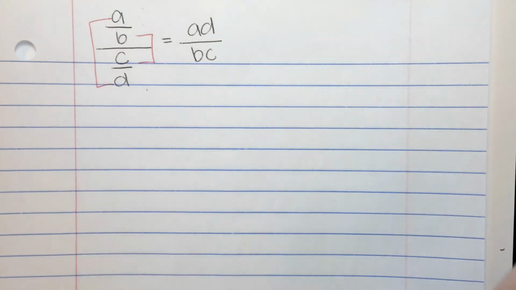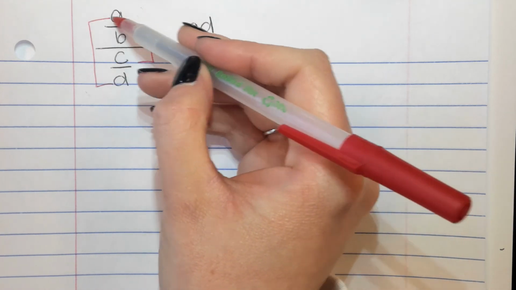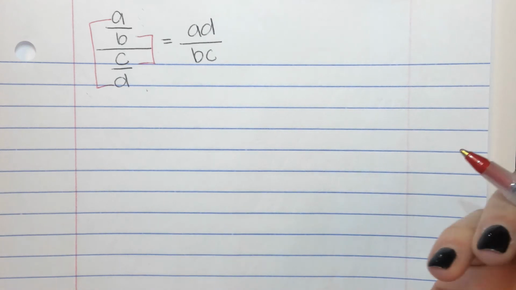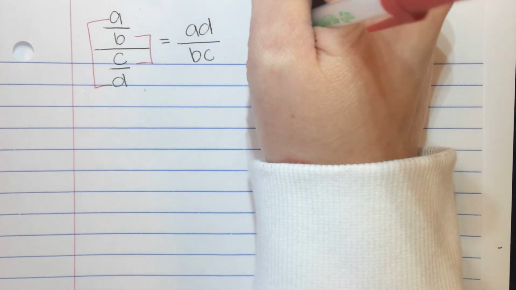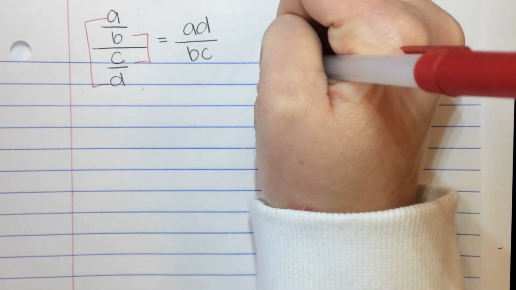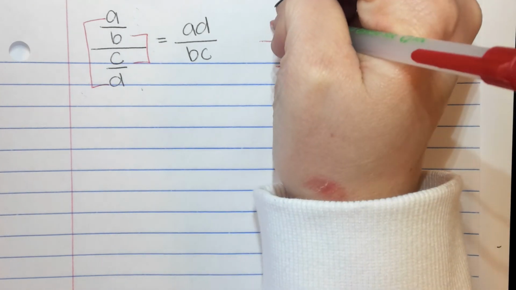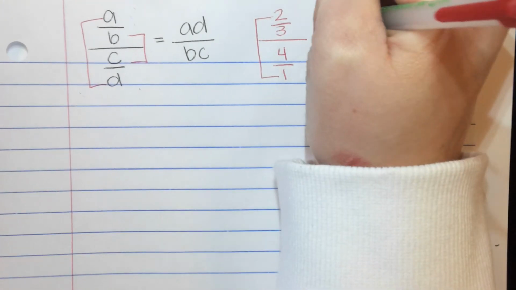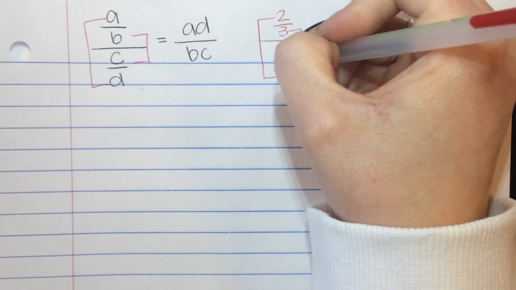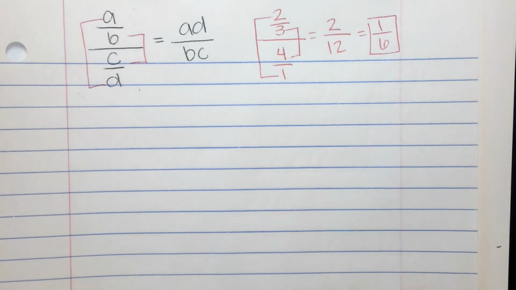This is just a little shortcut. When we get it as simplified as we can with adding and subtracting, we'll put it back in this form. We'll do AD over BC and go from there. An example would be if I gave you 2/3 divided by 4. 4 is a whole number, so we'll put 1 under it. We'll do AD over BC. AD is 2. BC is 3 times 4, which is 12. 2 over 12 is 1/6. So that's a quick, easy way to simplify that.